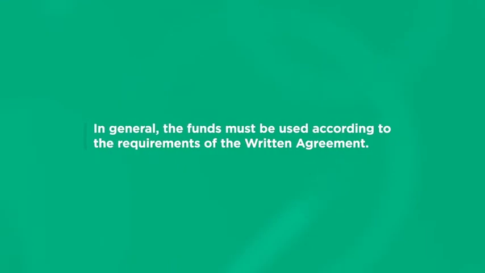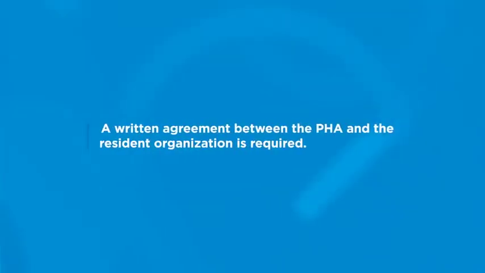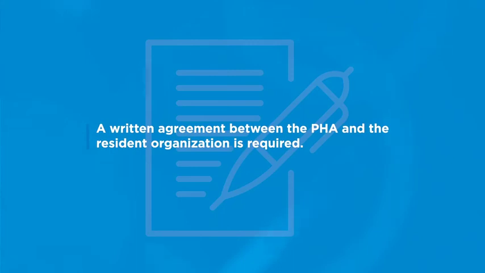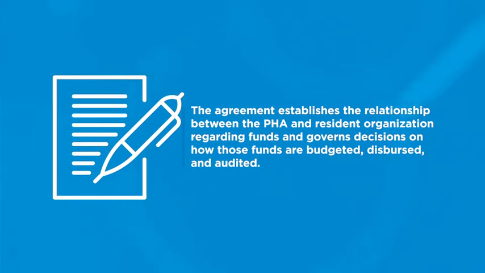In general, the funds must be used according to the requirements of the written agreement. What is included in the written agreement? For starters, a written agreement between the PHA and the resident organization is required. The agreement establishes the relationship between the PHA and resident organization regarding funds and governs decisions on how those funds are budgeted, dispersed, and audited.